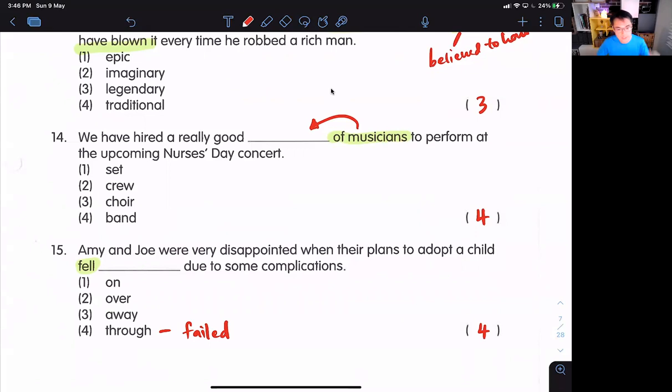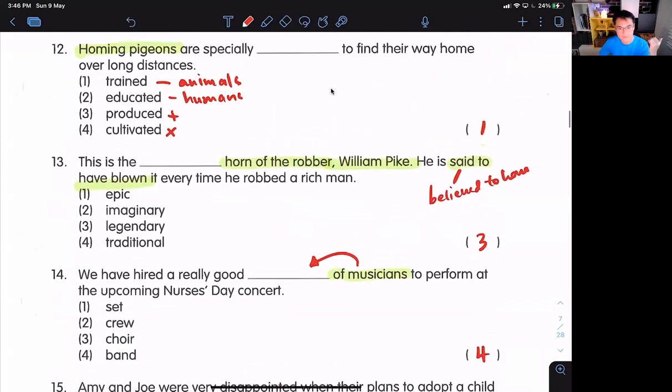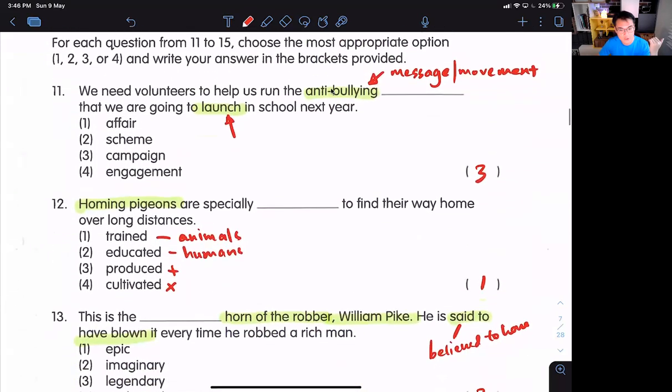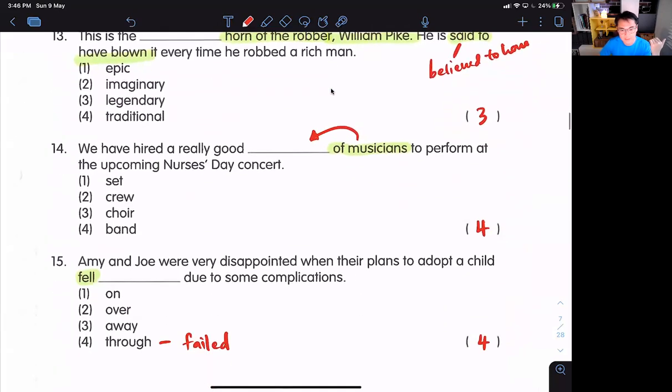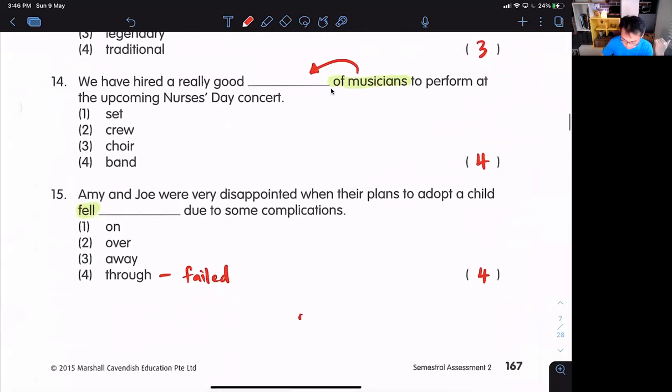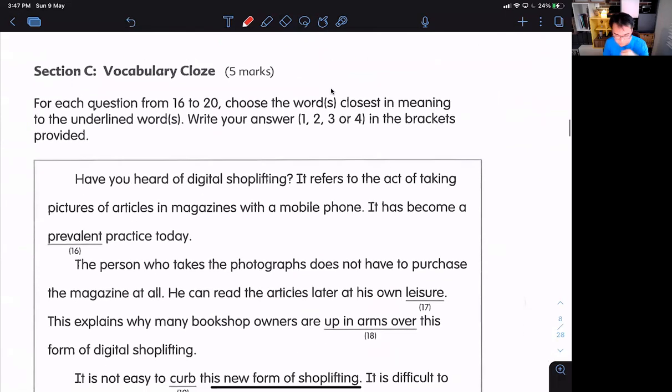Right, so at this stage, please check that you have correctly marked, annotated, and totaled your score at the bottom over here. I'm going to go ahead and give myself a 5 because I'm that confident that I got the answers correct as well. All right, so that's questions 10, 11, 12, 13, 14, 15 done. All right, let's go on to vocabulary close.